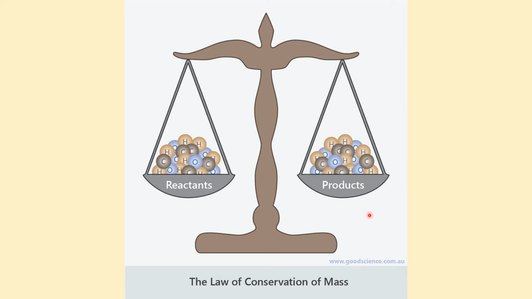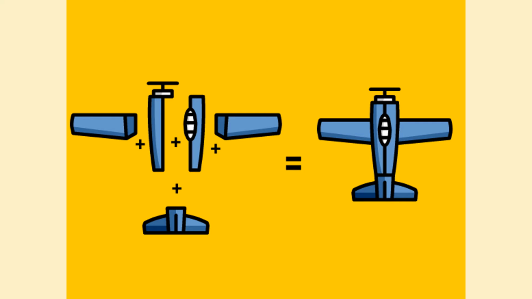Here's a more graphic way to think about it. So here you've got all of the atoms of your reactants on the left and all of your atoms of products on the right, and you can see that they exactly balance because this scale is in equilibrium. Little call back to the forces topic there. Here's another way of thinking about it. Components of the model aeroplane, you put them together and you've got an aeroplane, but you haven't created something new. You've just put together the component parts.